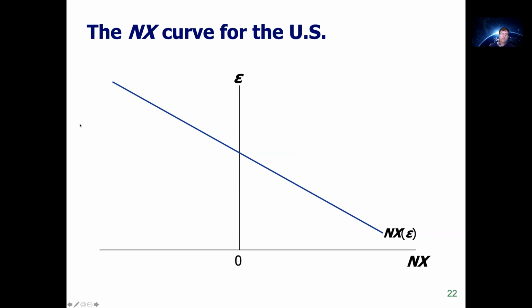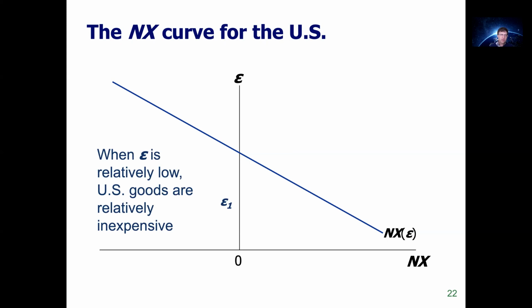Now, notice something unusual here. Usually we're graphing the quantity demanded as going from 0 to positive numbers. But with net exports, because it's exports minus imports, it can go negative. So unusually, this is a demand curve that can go into the negative region.